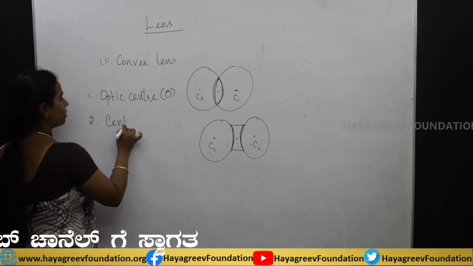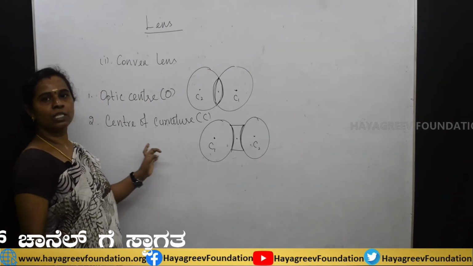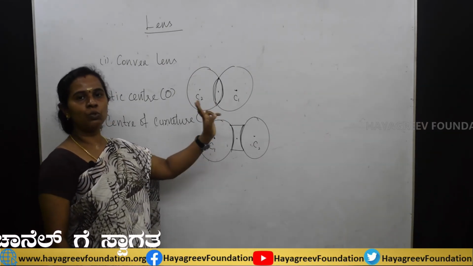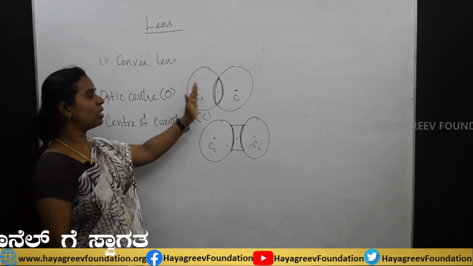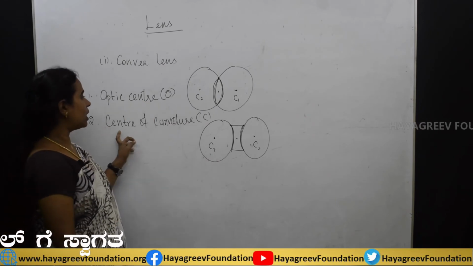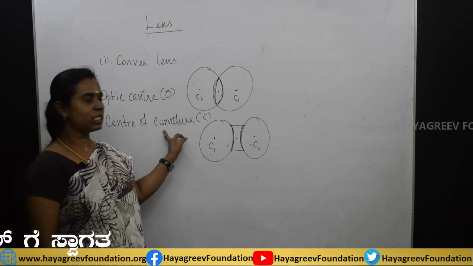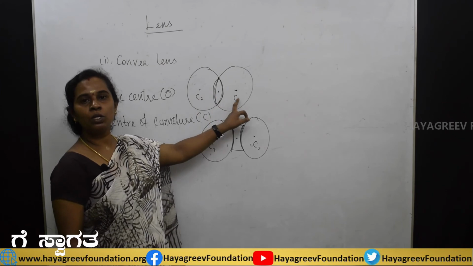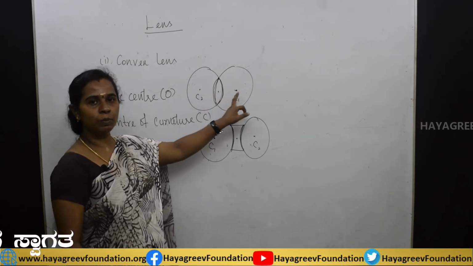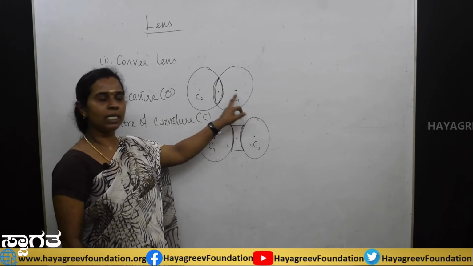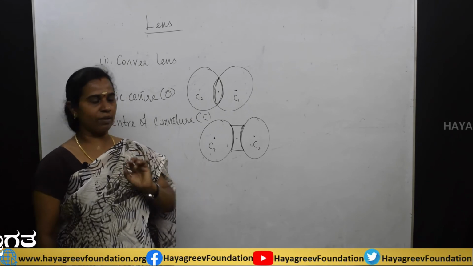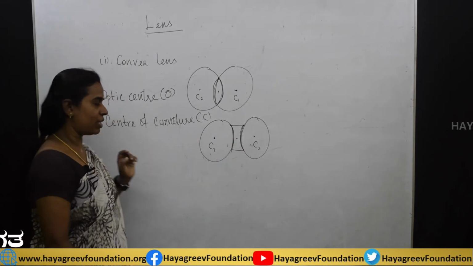Next, center of curvature. The center of curvature is represented by the symbol capital C. Each lens has two centers of curvature. If one side is plane, the center of curvature is at infinity. A lens is a part of two spherical surfaces. These two spherical surfaces have centers, and those are called centers of curvature. Each lens, convex or concave, has two centers of curvature.